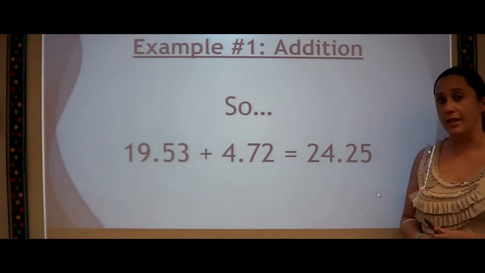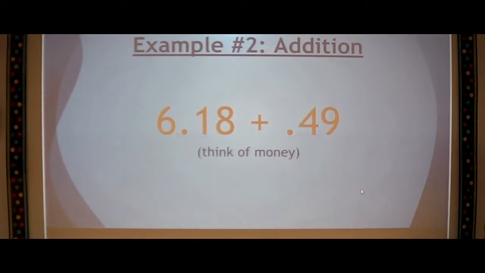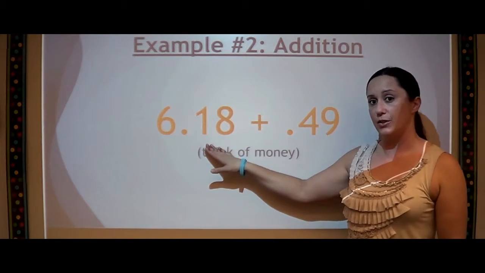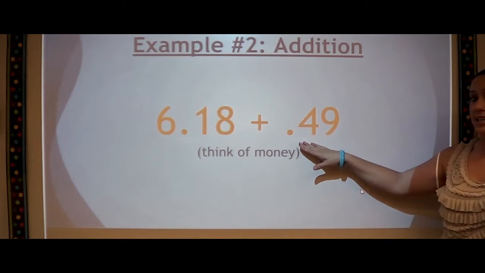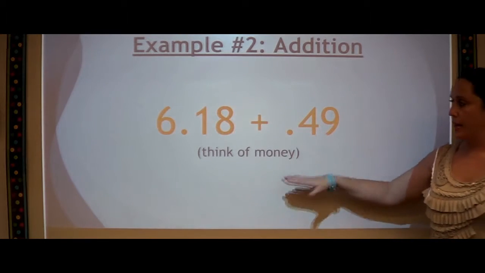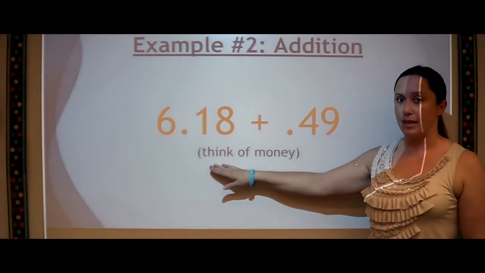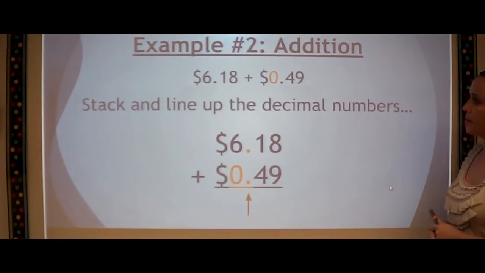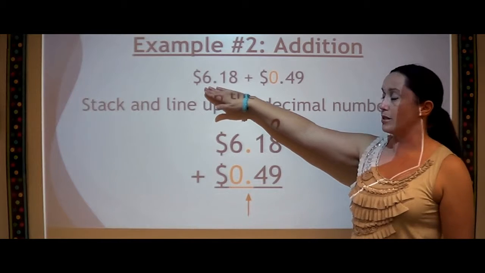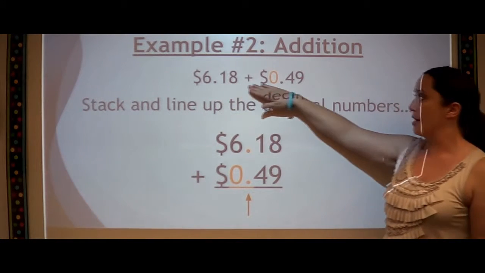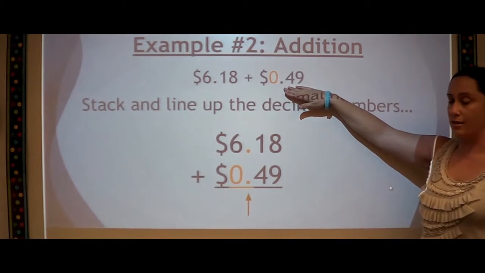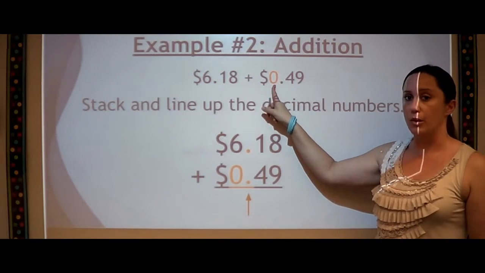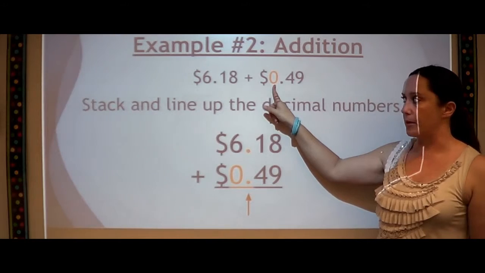Let's go ahead and try another example. This time we're going to do 6 and 18 hundredths plus 49 hundredths. Again, we're going to think of money to make this easier for us and something we're familiar with. So we're going to change it to $6.18 plus 49 cents. Notice I added this placeholder, this 0, because we have 0 wholes or $0 in this number.